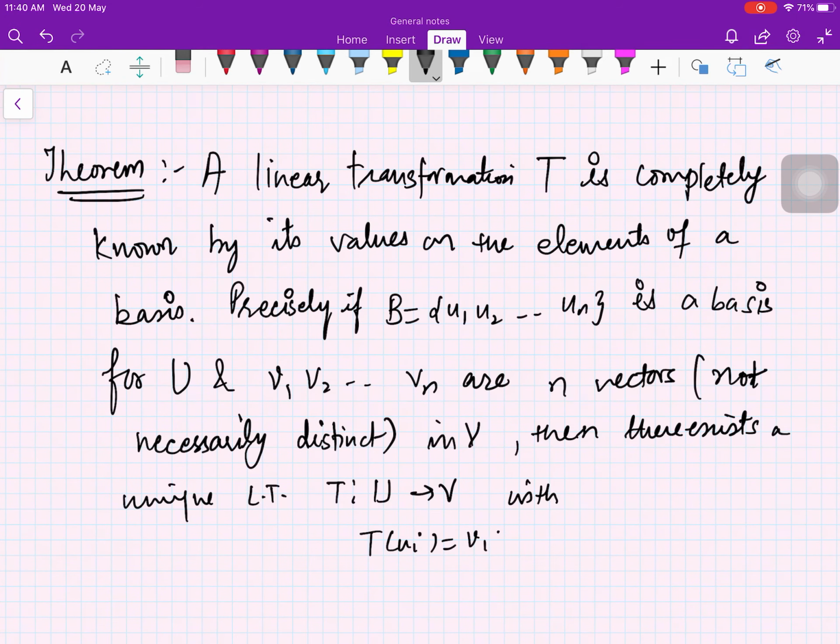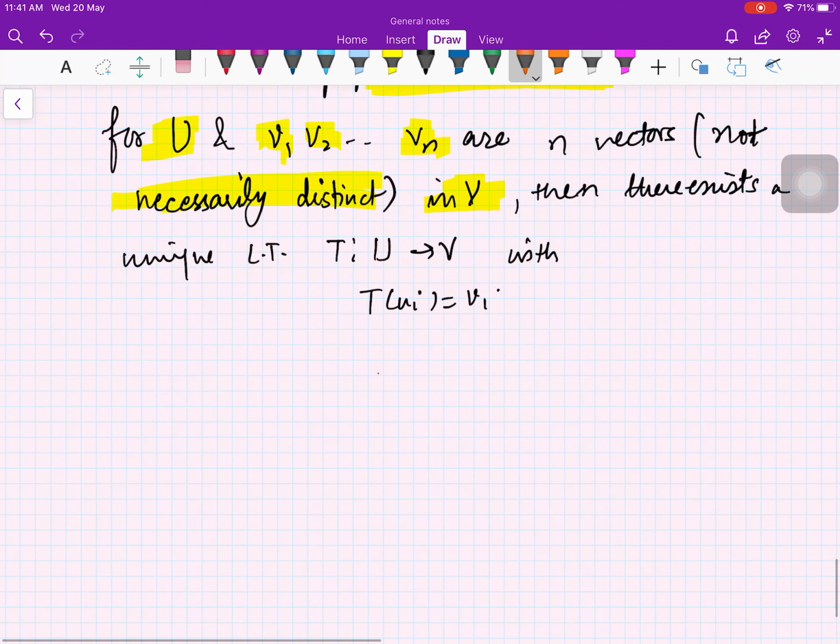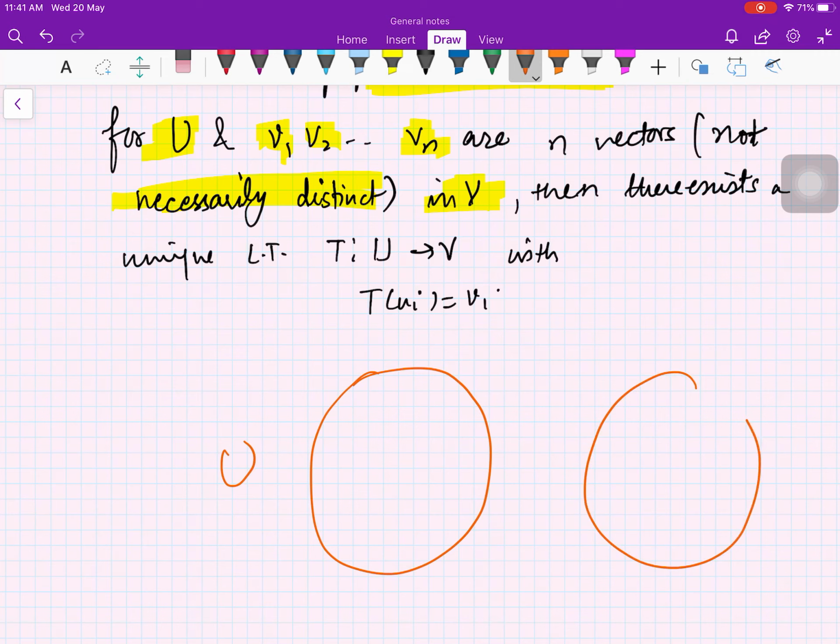So you see, this theorem is the same as what we have said above, but there is something more. Here you are saying that suppose there is a vector space U and there is a basis u1, u2, ..., un for that vector space. And then there is a vector space V. There are elements v1, v2, ..., vn. They are not necessarily distinct. Then let me draw a picture. So you have U here, you have V here.